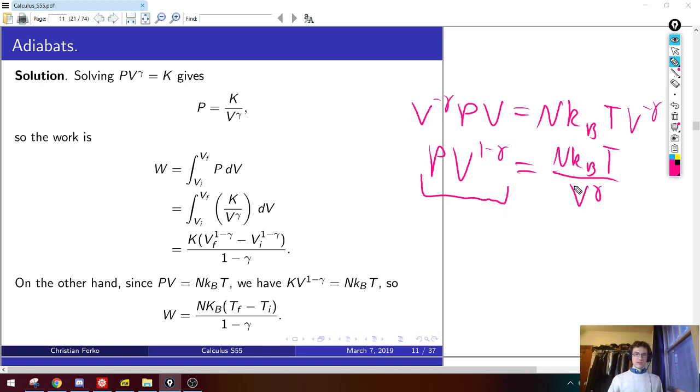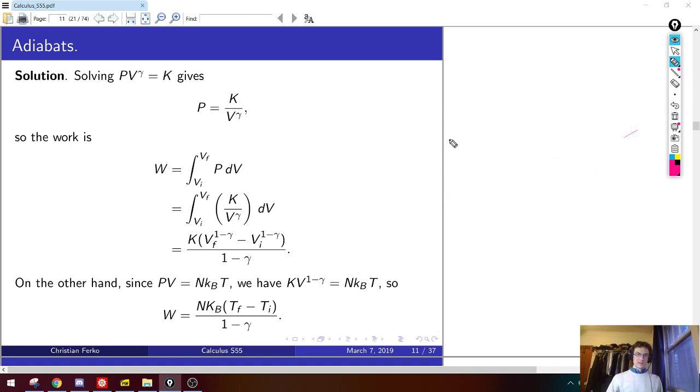Why am I confused? PV to the gamma is a constant. Did I say something wrong here? Why can't I figure out this derivation? PV equals N k_B T, and we also know PV to the gamma equals K. So I should be able to figure out what this thing is. If I multiply both sides by V to the minus gamma, I get this.